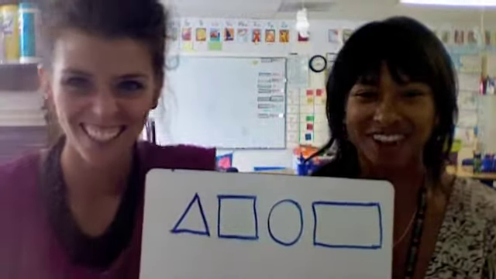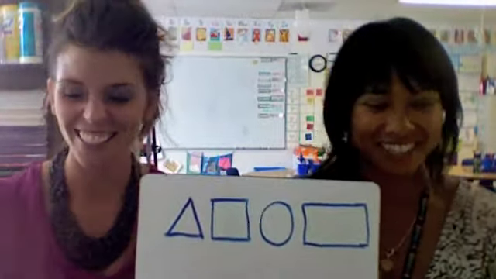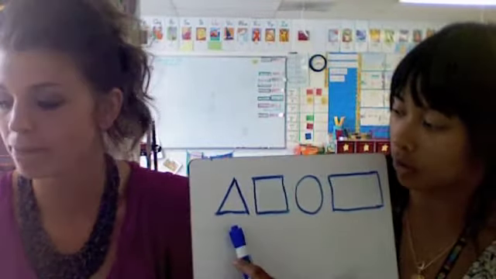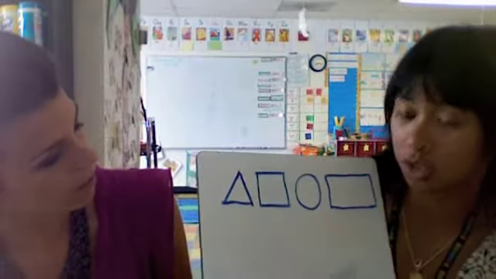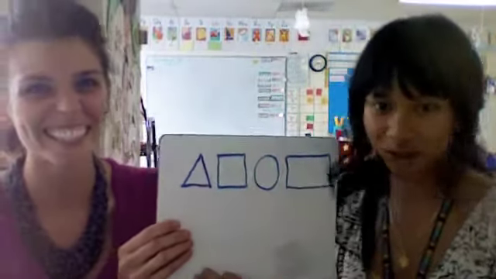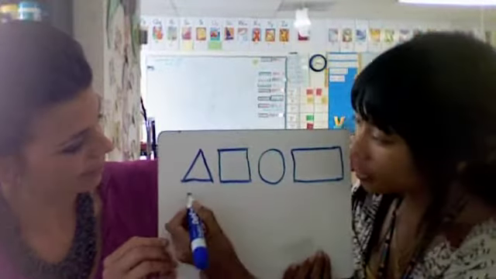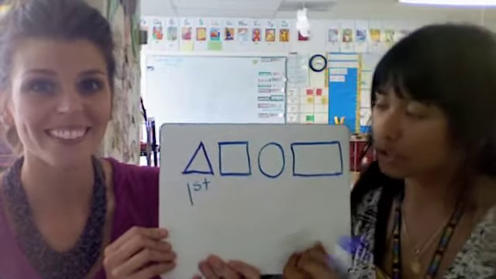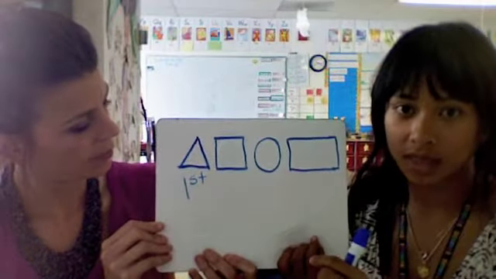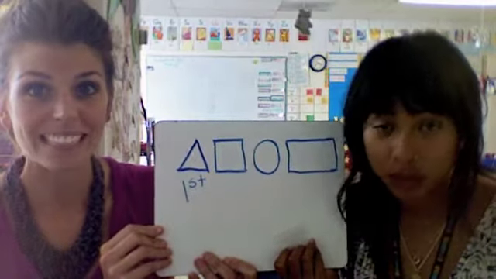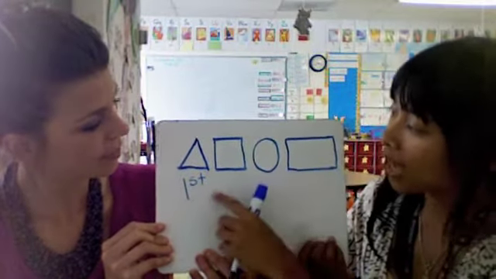Now that you have a triangle, a square, a circle, and a rectangle, the first shape that you're going to write down is the triangle. Mrs. Fisher helps me. Helping buddies. First, I'm going to write first like that. And I remember I put a 1 because that's the number, and then the st because that's the ending of first when you write the ordinal word. So go ahead and do the rest.